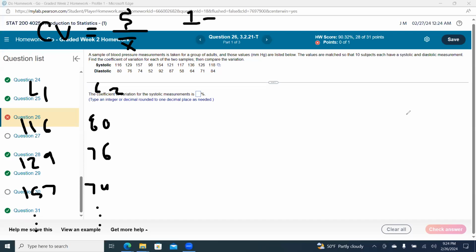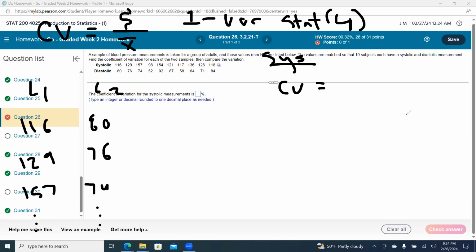Okay, so basically we do one var stat L1. Then we can label it here for the systolic. The CV, which is the S over the X bar, is going to be approximately 17.9307 over 127.2. Remember, the decimal is not so important, but when in doubt, just take the decimal out very far. So we calculate that now, it's on the readout.